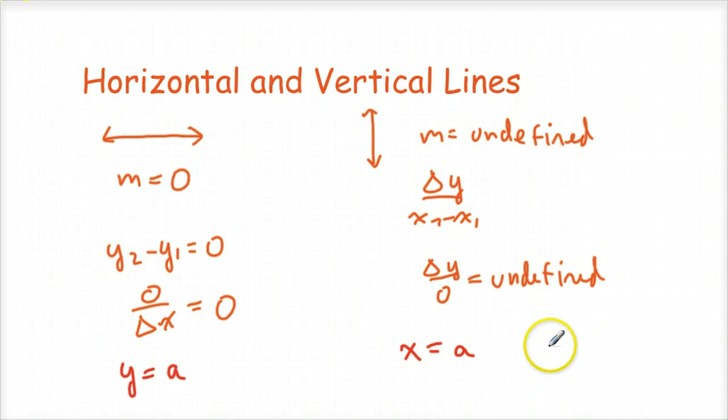So we're going to talk a little bit more about forms of lines in the next video, but I just wanted to show you these two and explain a little bit why the slope is either 0 or undefined for these two types of lines.